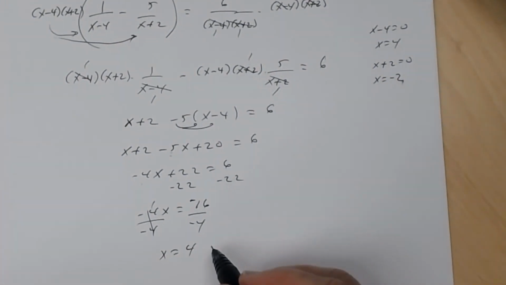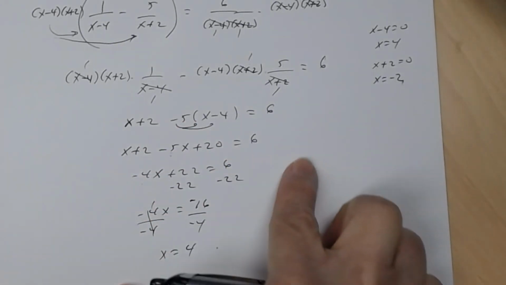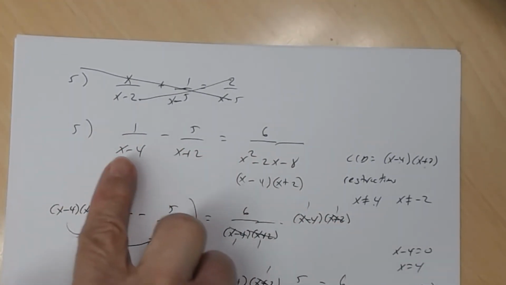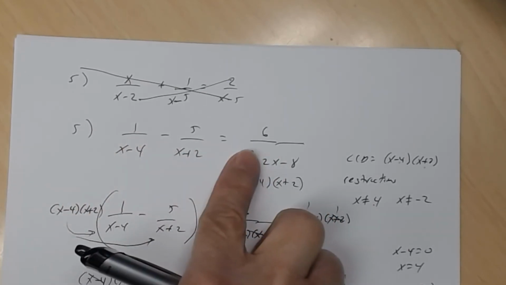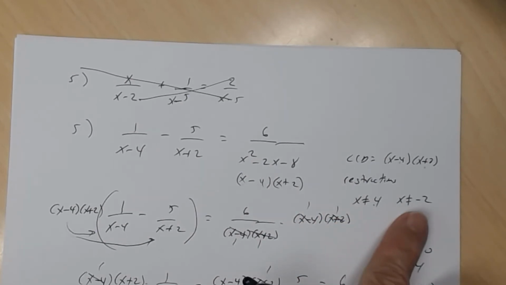Now let me make a point. 4 is a solution to this linear equation, but it's not a solution to the original problem. And the original problem was not a linear equation. The original problem was a rational equation. And there was a restriction of 4 and negative 2.